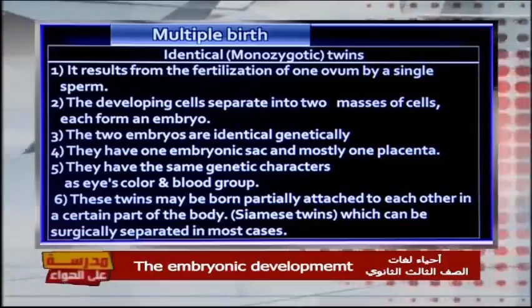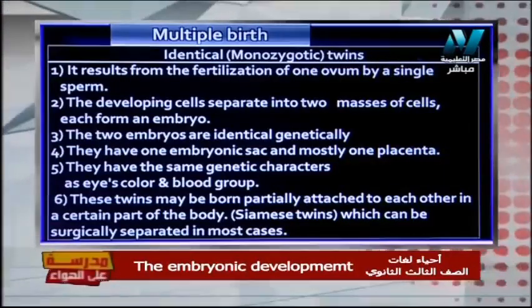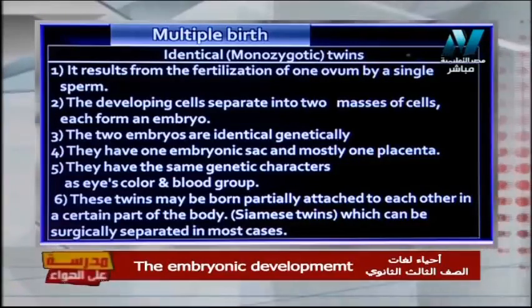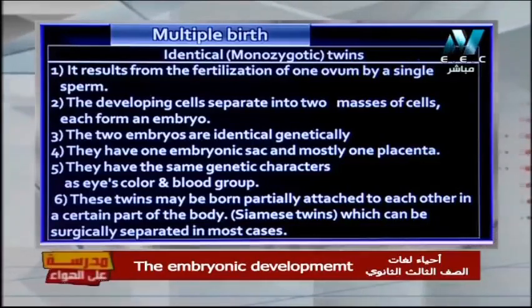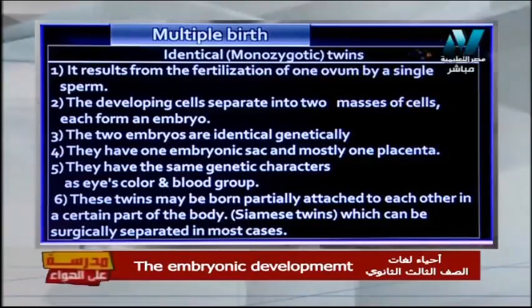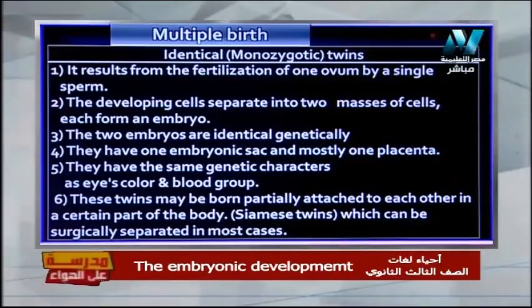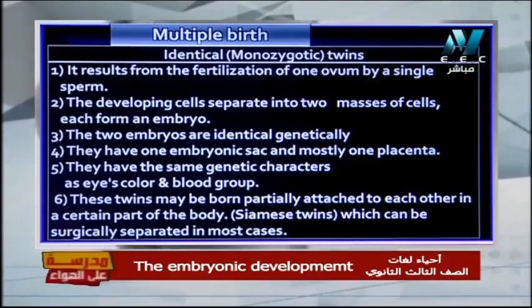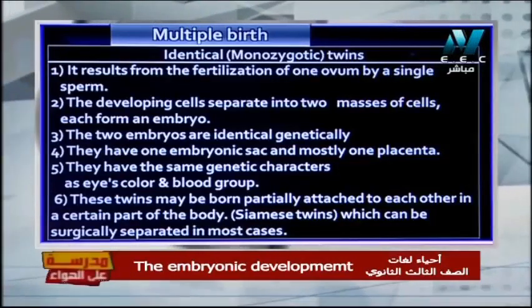The twins may be born partially attached to each other. That's called Siamese twins, which can be surgically separated in most cases. يبقى أول نوع من التوينز بيبقى أول نوع اللي بنقول عليه identical، وساعات نقول عليه monozygotic twins. ده لازم تبقى one ovum with one sperm.